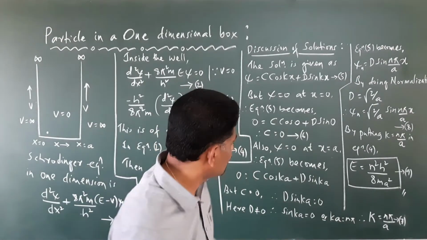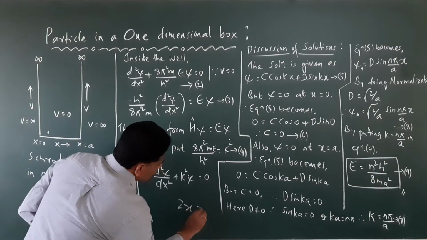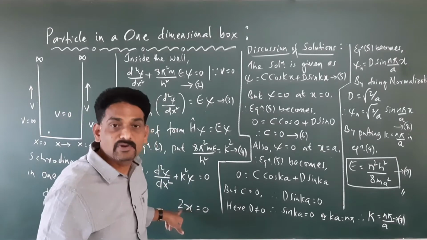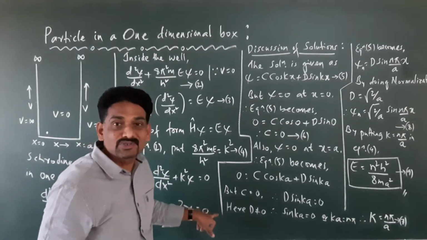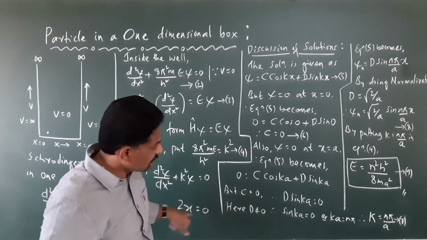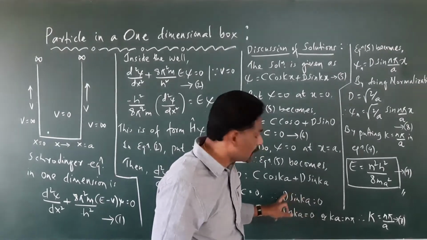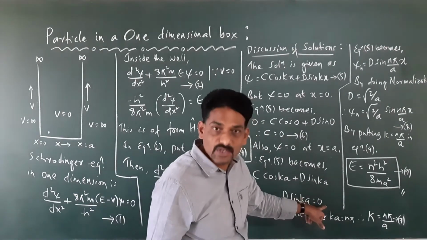Now this is something like if you say 2x equals 0, here 2 cannot be equal to 0. Why? Because it's a constant. So what is the only possibility? Only x can be equal to 0. The same way, d sin ka equals 0 means that d cannot be equal to 0. Therefore, sin ka has to be equal to 0.